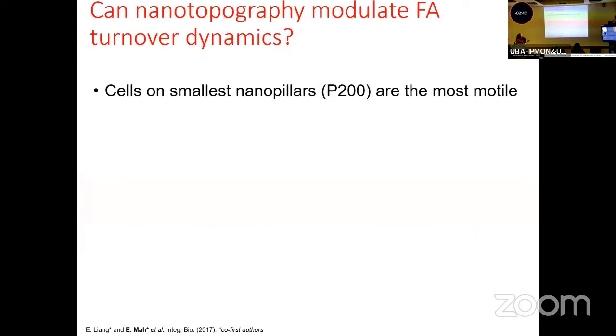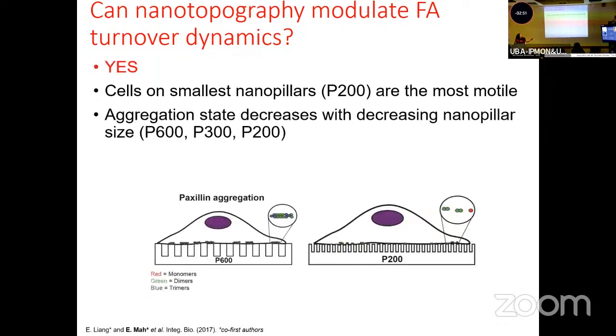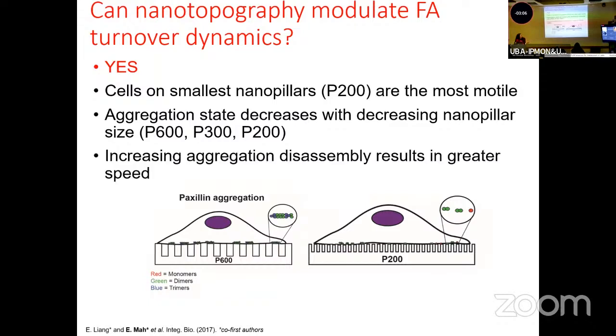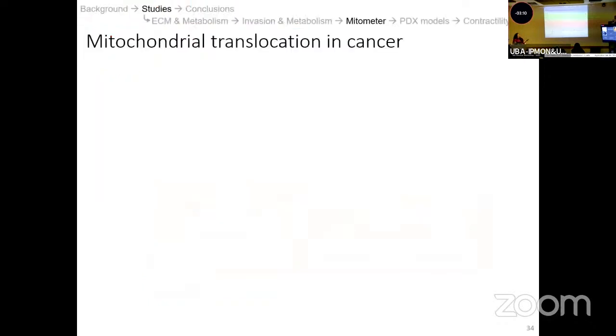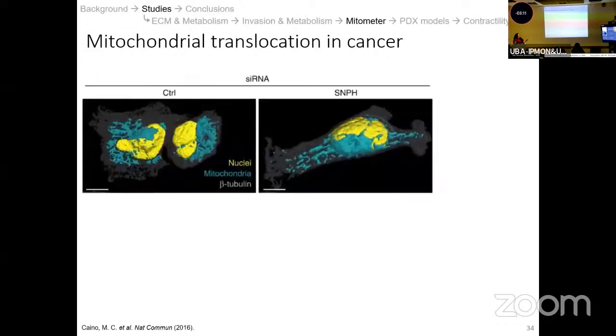Okay, so can nanotopography modulate focal adhesion turnover? We did see that on the smallest nanopillars, the cells are the most motile. So the answer is yes. And the aggregation state decreases with decreasing nanopillar size. So as the distance between the nanopillars gets smaller and smaller, the focal adhesions disassemble as smaller and smaller aggregates. So increasing aggregation disassembly results in greater migration.